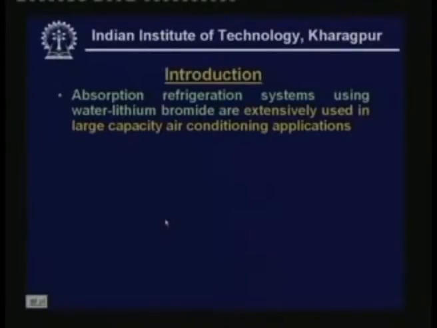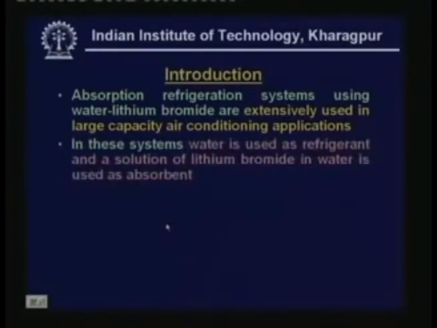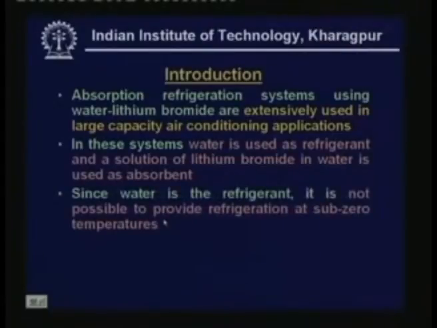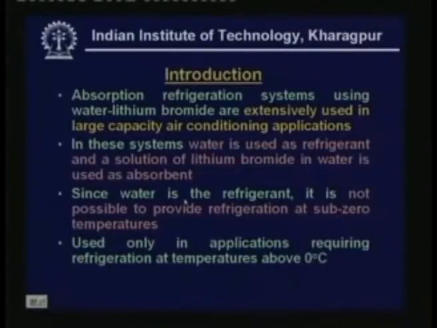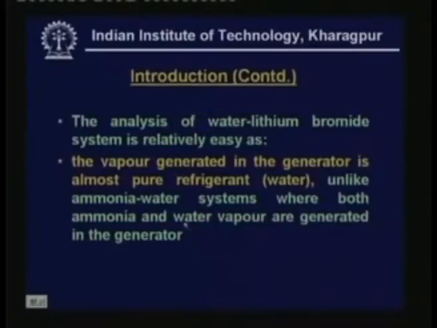Absorption refrigerant systems using water lithium bromide are extensively used in large capacity air conditioning applications. In these systems, water is used as refrigerant and a solution of lithium bromide in water is used as absorbent. Since water is the refrigerant, it is not possible to provide refrigeration at sub-zero temperatures. As a result, these systems are used in applications where the refrigeration temperature is above 0 degree centigrade.